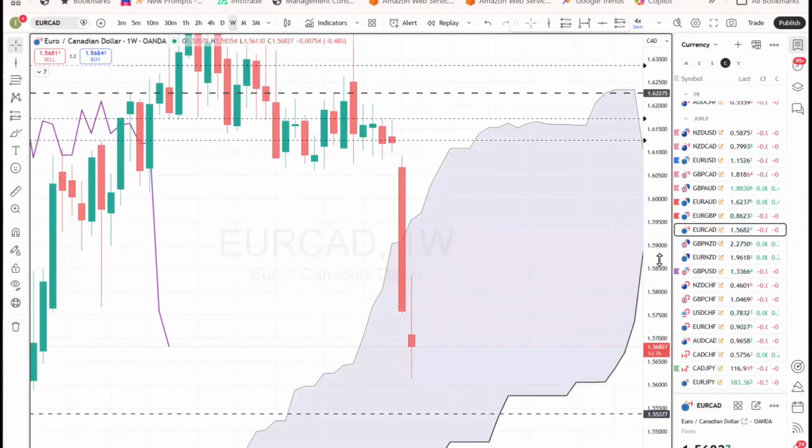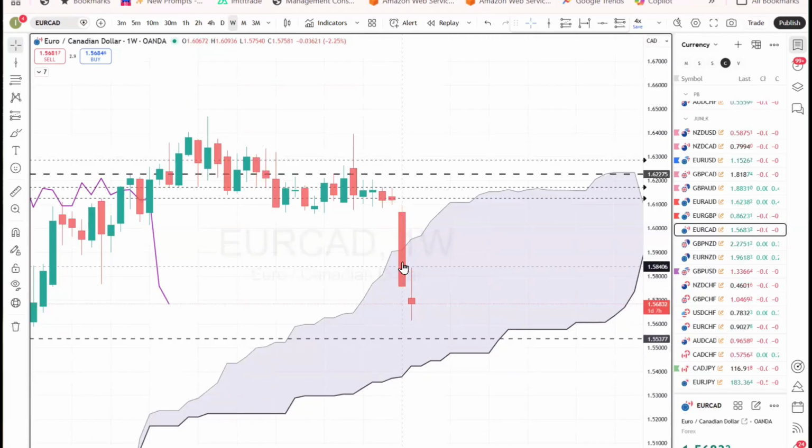And you could see here, it's in the cloud. So that means it's consolidating now inside this cloud. So long term, this is not a good trade at all. So if you're taking any trades, as you saw that I took a bearish trade this week, the goal is that I will exit that trade by Friday. Reason why is the weekly time frame is in the cloud. That means anything can happen.